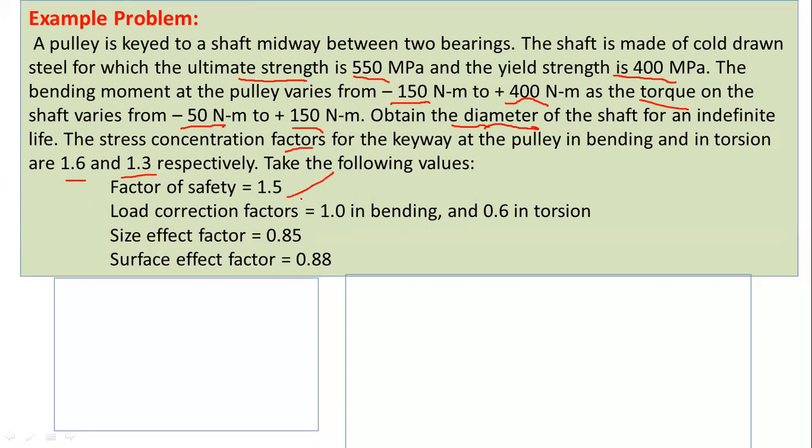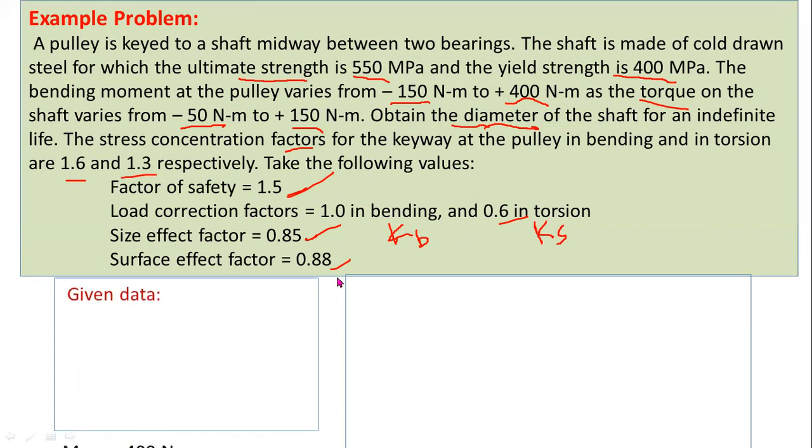Now factor of safety equal 1.5, that is the FS equal 1.5. Load correction factors in bending, that is KB, bending load factor equal 1.0, shear load factor equal to 0.6. This is the KS, shear load factor, and KB is always 1. Now size factor, this is K size 0.85, this is the K surface finish factor.